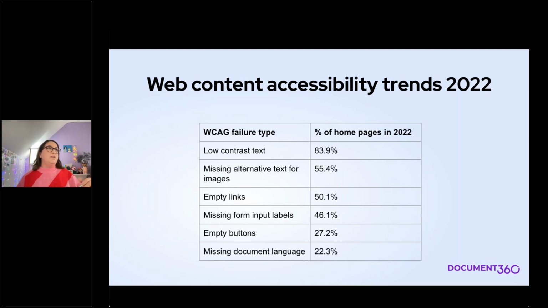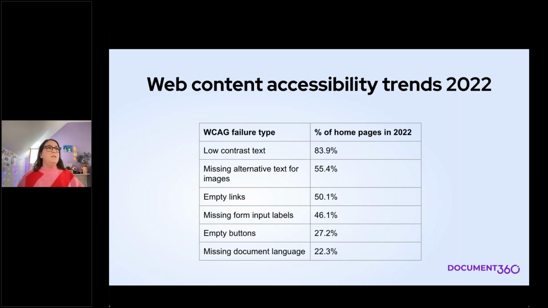Empty links, this refers to when links have no text. This means that any assistive technology can't actually read it, or it might be inaccessible to people with cognitive disabilities. Missing form input labels. Without these, again, screen readers will have a tough time interpreting these and passing this on to the user. Empty buttons, this is where there's missing text on buttons, and this is problematic again for screen readers because this can't convey how the button functions to the user.